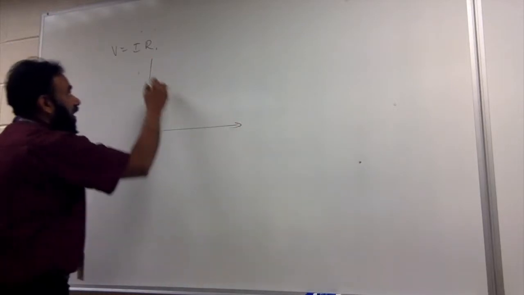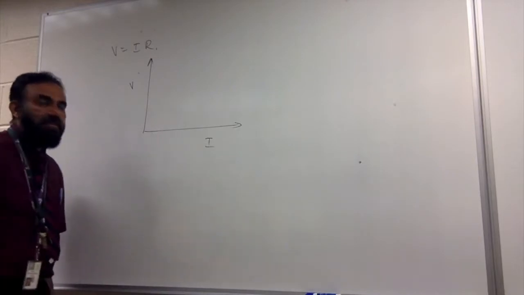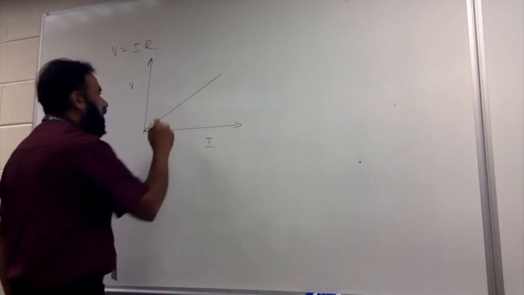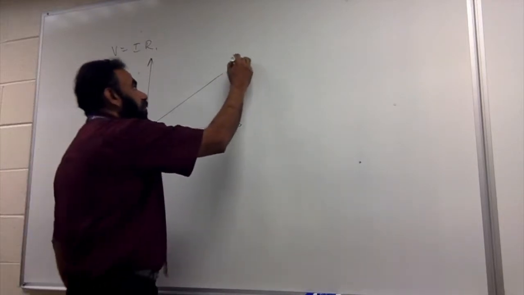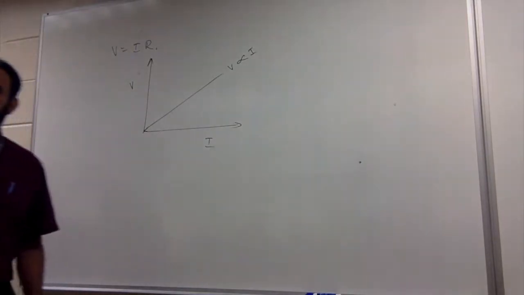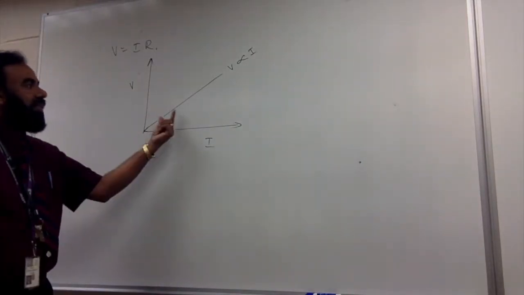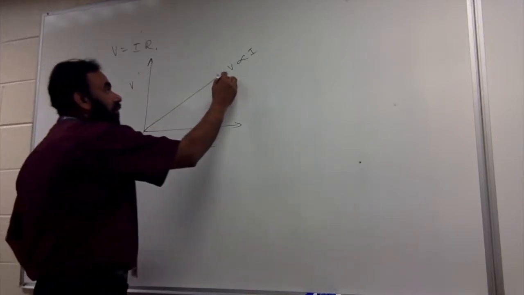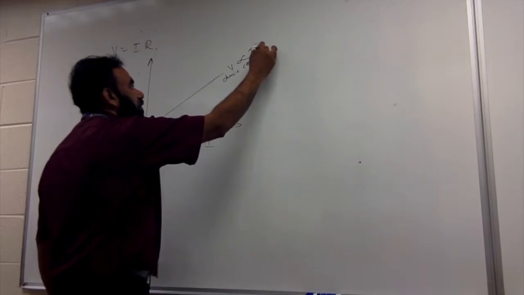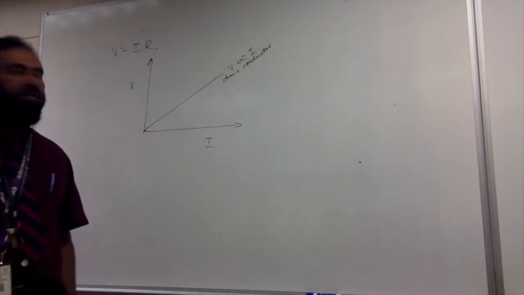Now if you sketch a graph of V on the y-axis and I on the x-axis, you are expected to get a straight line, right? Indicating that V is proportional to I. So on that straight line, V is proportional to I. And a material that behaves like this is called an ohmic conductor.